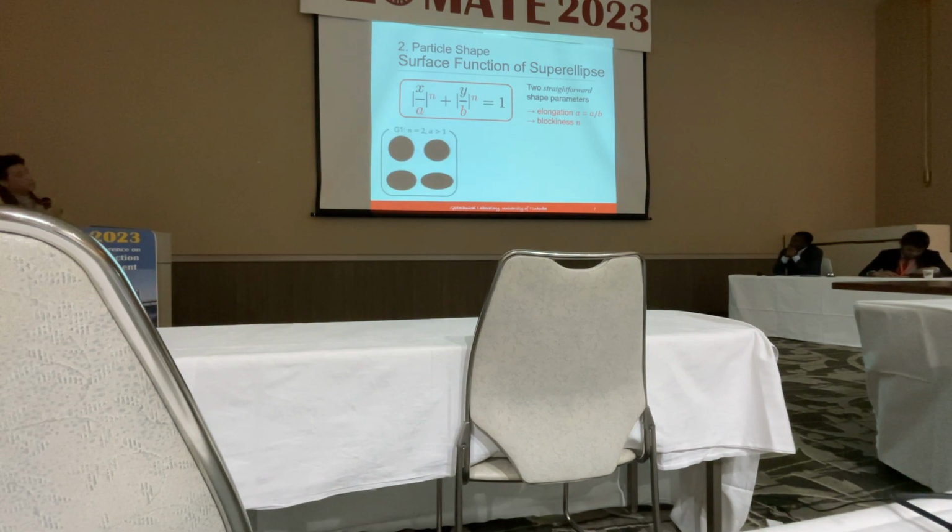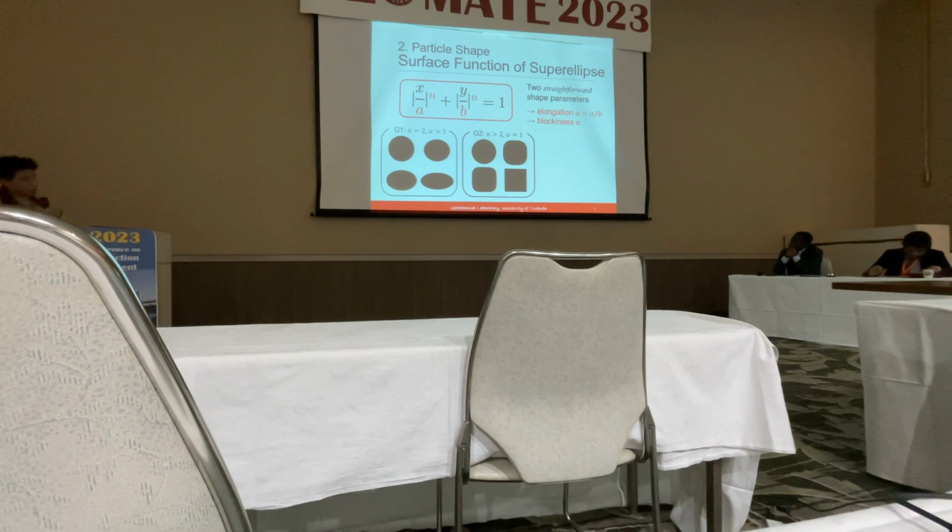By considering the combination of these two shape parameters, we mainly studied three different shape groups. The first shape group is the ellipses. I think most of us are very familiar with it. Then we consider particle shapes with constant elongation but varying bulkiness, referred to as superdisks. Finally, we also consider the very general superellipse with these two shape features at the same time.